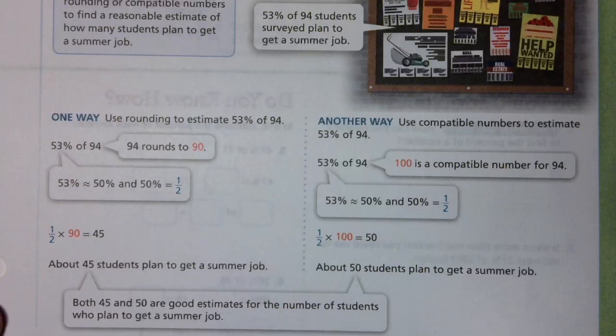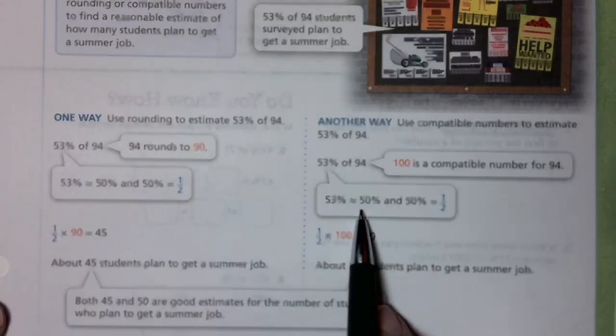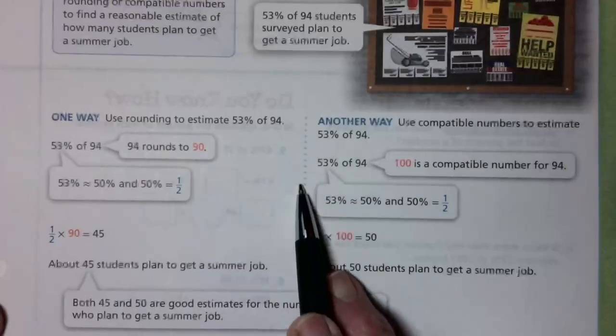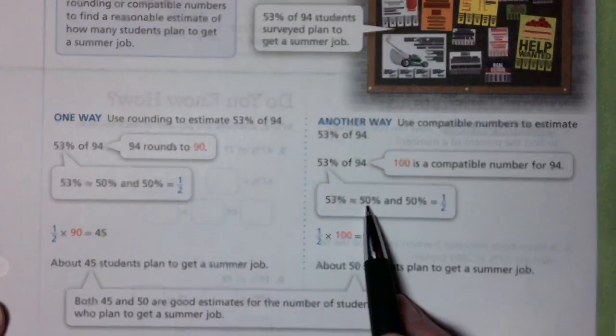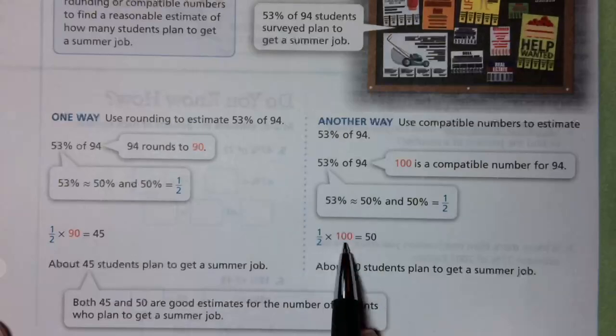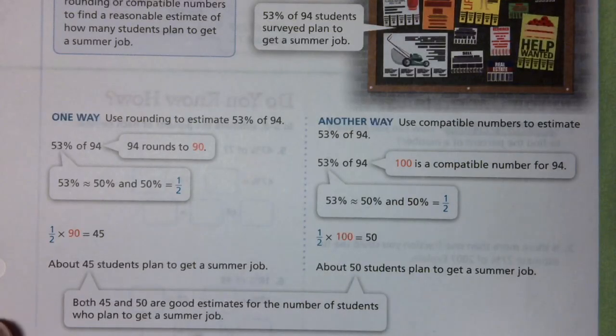Now look over here. We rounded this one down and we're going to round this one up. So it's going to have half of 100, which is 50. So doing it one way gets you 45 as an answer. Doing it another way gets you 50.